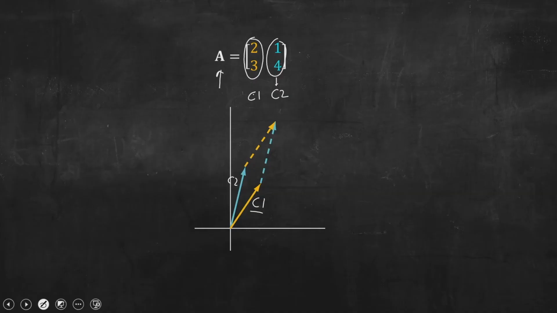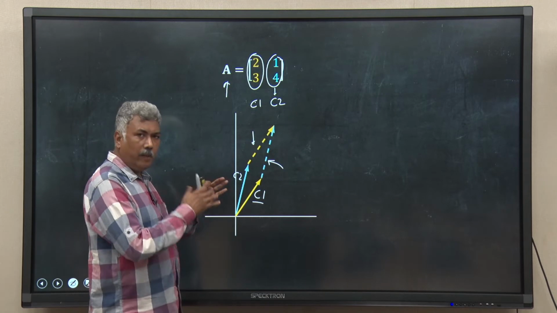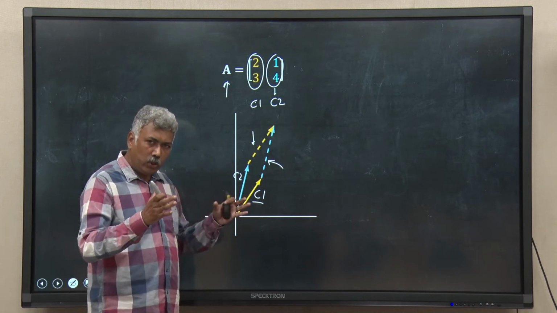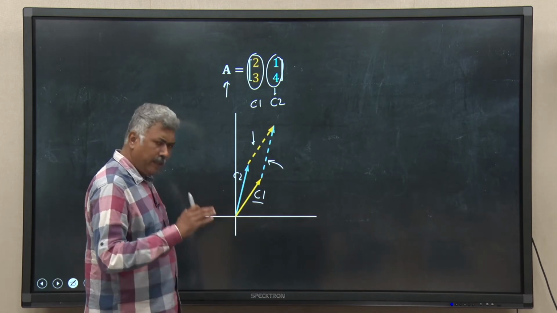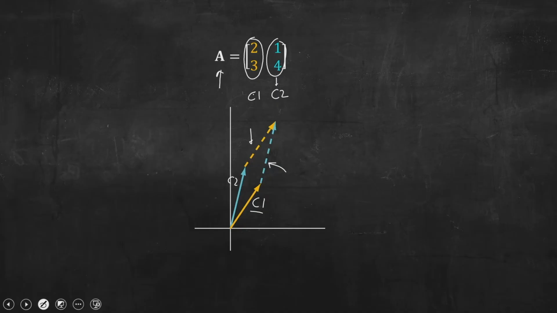I have moved C1 here along the dotted yellow line, and I have made a copy of C2 here as the dotted blue line. And what have I got? I have got a parallelogram, and it can be easily shown, though we will not go into the details of the mathematics, that the area of this parallelogram is equal to the determinant of A.